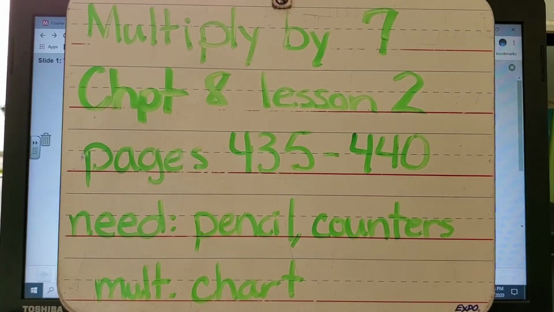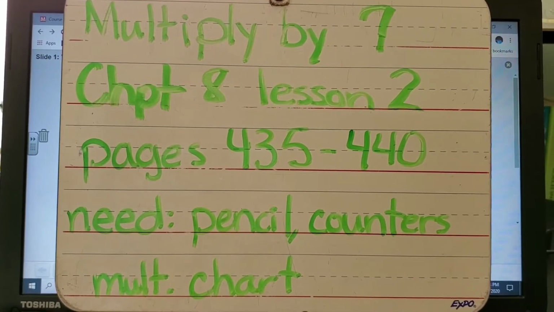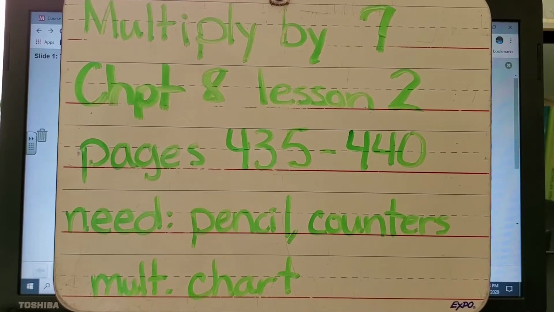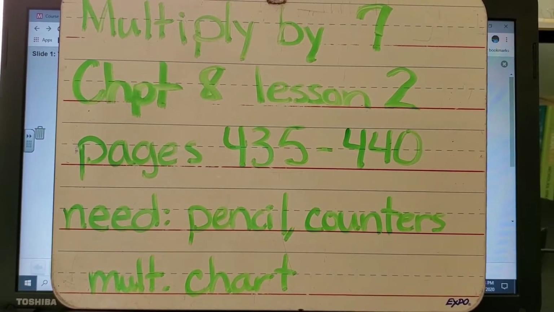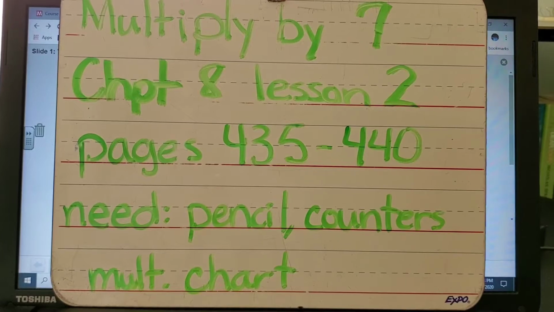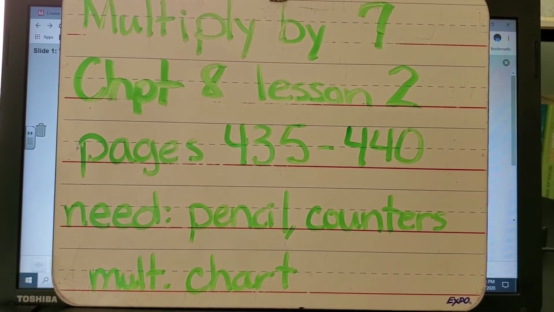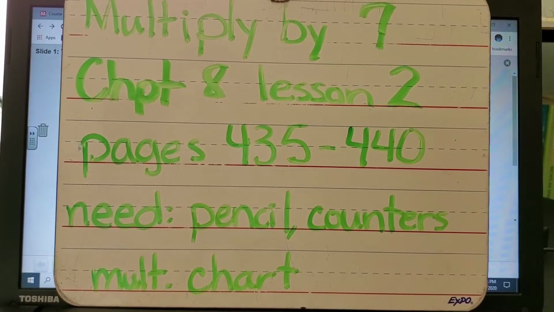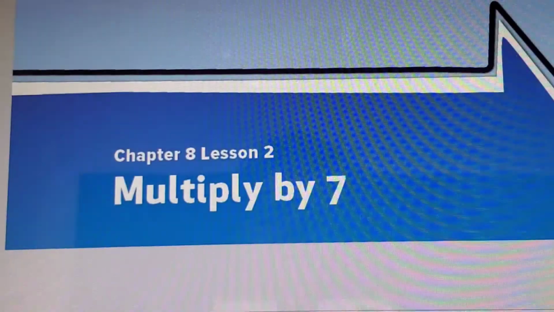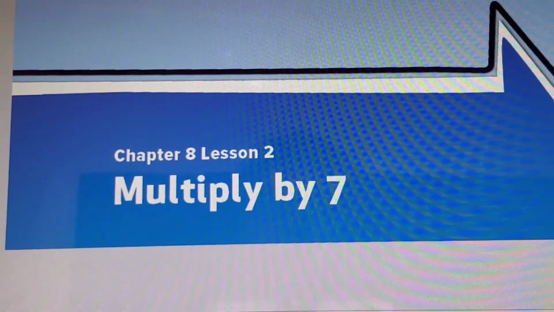We're going to do some math. We're going to multiply by 7. I'll have all the information on the page. Multiply by 7, Chapter 8, Lesson 2, pages 435 to 440. You need a pencil, your counters, and maybe your multiplication chart. Chapter 8, Lesson 2, Multiply by 7.